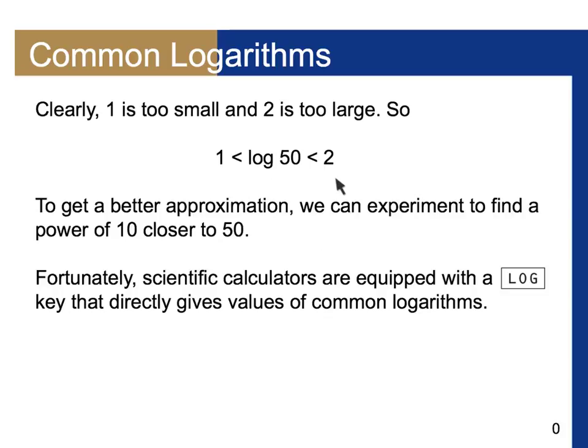Now we could approximate, because log of 10 is 1 and log of 100 is 2. So log of 50 is going to be between 1 and 2. We couldn't really use a linear approximation. I mean, we could sort of, in saying it's probably closer to 1 than it is to 2, but not much. Usually for something like this, we would use our log function or scientific calculator.